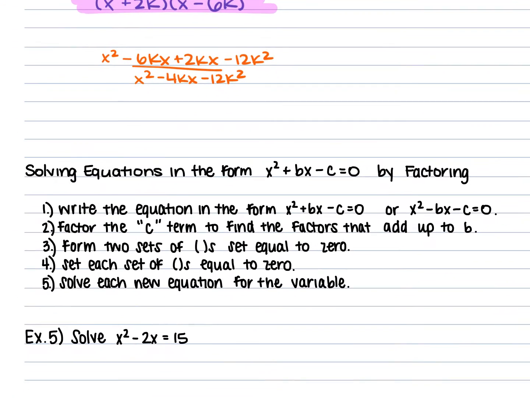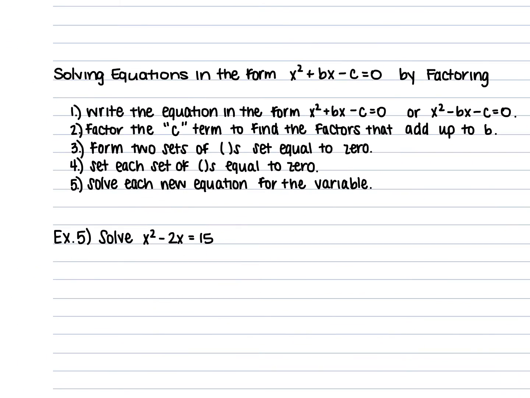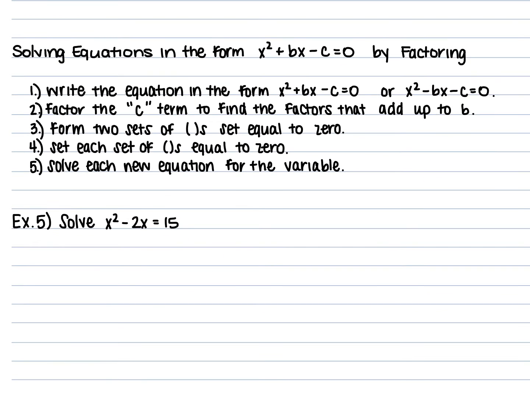For the next part of your lesson, we're just solving these. We're doing the same exact thing that we did the other day when we were working with a positive c term. First, you want to make sure your equation is equal to 0. Factor. Once you factor, set each part equal to 0 and solve for your variable. If we look at example 5, we have x squared minus 2x is equal to 15. First thing we're going to have to do here is move that 15 over, so we're going to subtract it from each side. This gives us x squared minus 2x minus 15 is equal to 0.